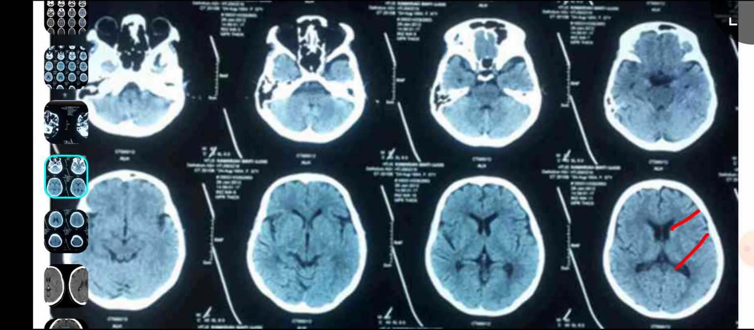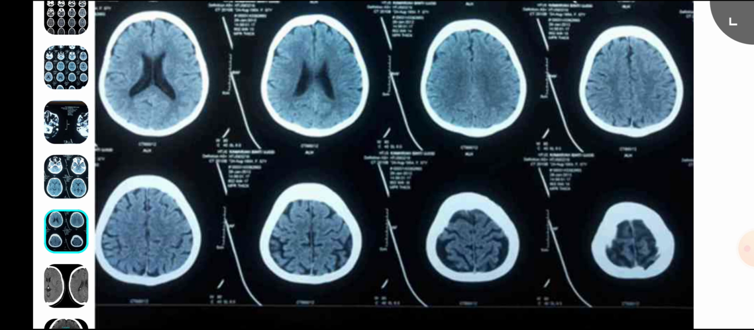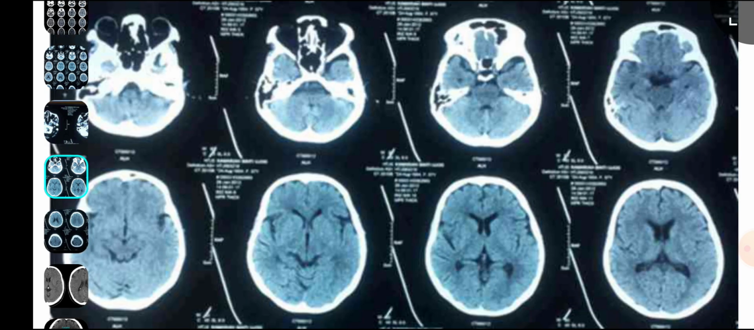This is temporal horn of lateral ventricle. This is again temporal, and this is frontal. Here you can see a white thing over here. This is pineal gland. And here you can see these blacks, this is Sylvian fissure, one on one side, other on the other side. Now if you see over here, this is the frontal horn of lateral ventricle.